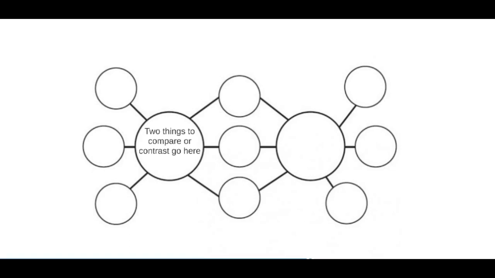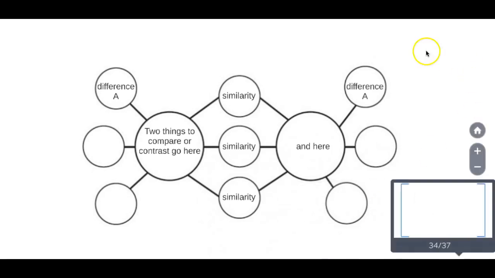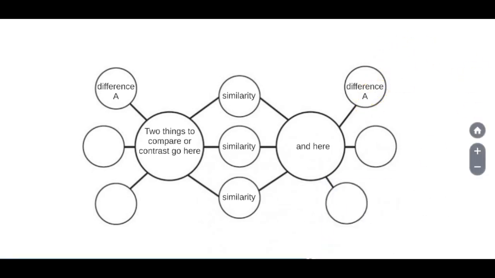The item you're going to compare, one of the two things goes here and the other one goes here. And in the center, connected to both, are the similarities. Similarity 1, similarity 2, similarity 3. On the edges would be a difference. Now, the key to this map is that whatever difference you talk about up here, you must also talk about up here. So if you have a difference A, you talk about it on one side, you must also address that difference on the other side.